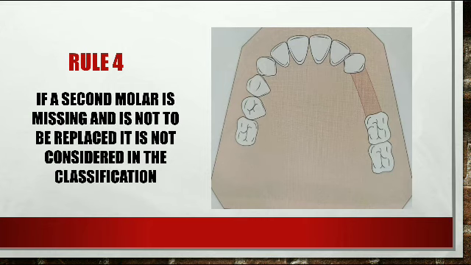Rule number 4 is very similar to rule number 2. It states that if a second molar is missing and is not to be replaced, it is not considered in the classification. That is, in this diagram, you can see that on the right side, only the first molar is present. And we don't intend to replace the second molar. Hence, the second molar would not be considered in the classification system, and this arch would be classified as Kennedy class 3 instead of Kennedy's class 2. Now let us move on to rule number 5.